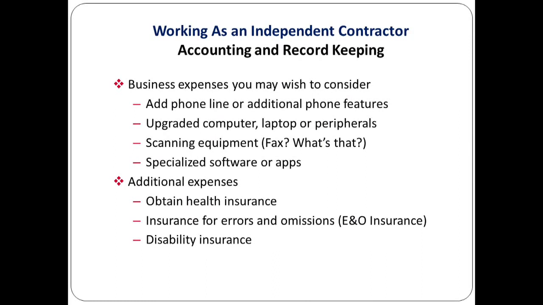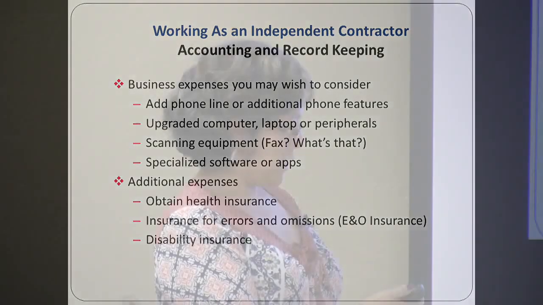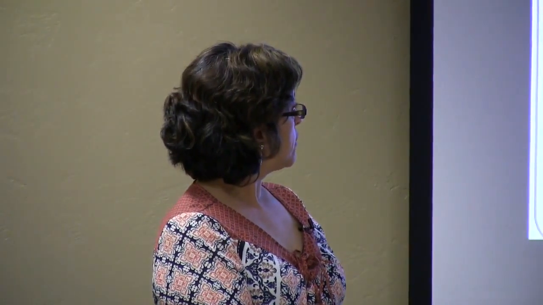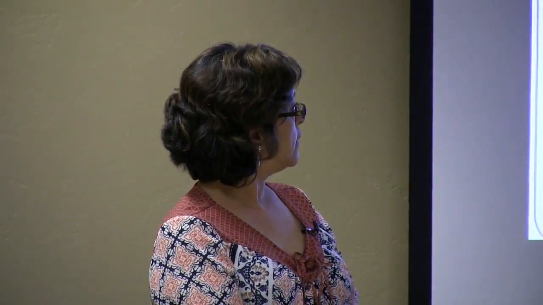Software as well. Dragon, have you guys heard of Dragon Naturally Speaking? Okay, that can help with transcription. That might be $200, but it's going to be deductible, so it's a good time to get it. Other things that you'll have expenses related to would be health insurance, E&O insurance. Have you guys heard of that? Errors and omissions.